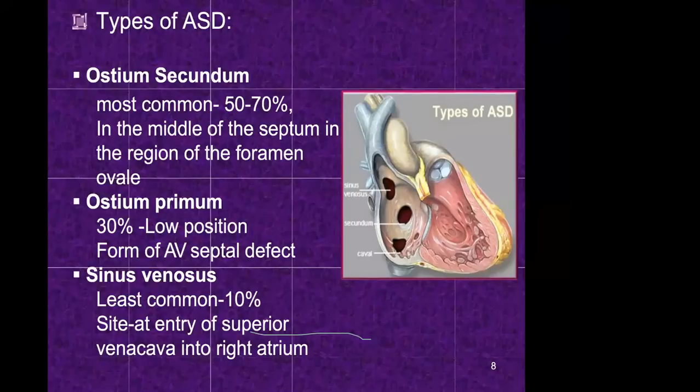ASD is an abnormal opening in the atrial septum, which allows oxygenated blood from the left atrium to mix with the deoxygenated blood in the right atrium at a minor pressure difference. The right atrium receives blood from the superior vena cava, the inferior vena cava, as well as from the left atrium. That leads to volume overload and also pulmonary congestion. Among all congenital heart disease, the occurrence rate is 4 to 10%, and it is more common in females.